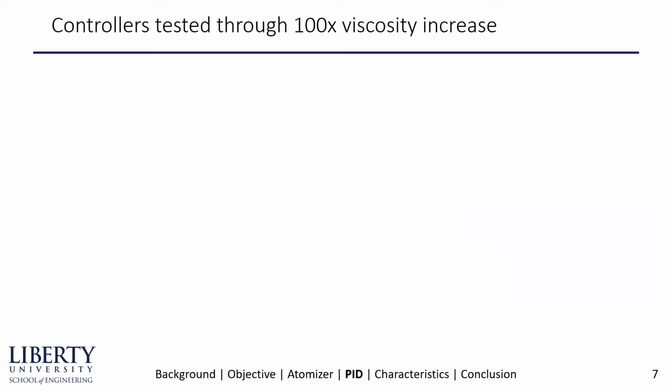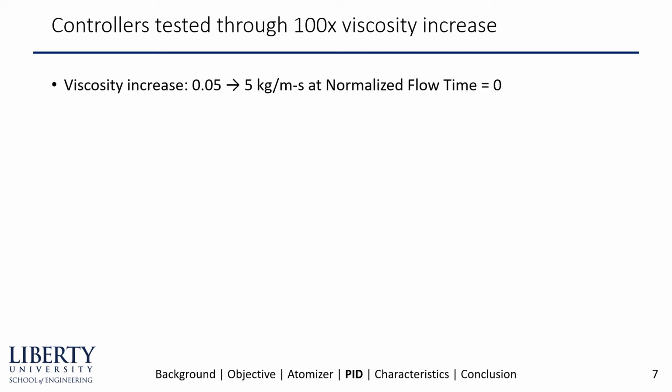Okay, so we built our CFD model, and then we went to test the controllers through a 100-fold increase in biosludge viscosity. So we increased viscosity, just a step change from 0.05 to 5 kilograms per meter second. This is at a normalized flow time of 0 in the plots you'll see on the upcoming slides.